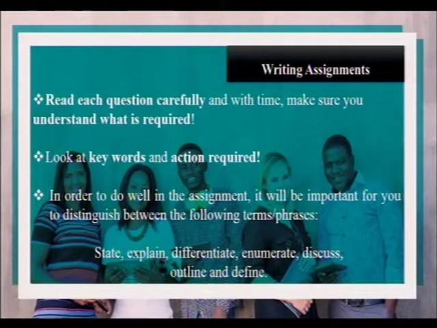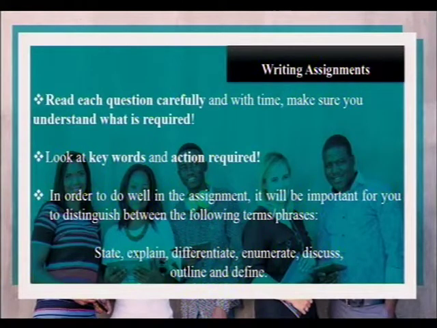Let's briefly look at how to write an assignment. What is expected from you? How can you tackle an assignment? May I start off by encouraging you to do your assignments yourself. Getting assistance is not wrong, but it should be assistance and not someone doing your assignments for you.